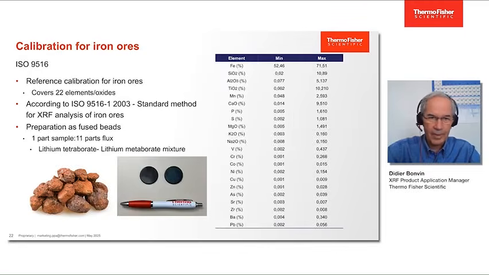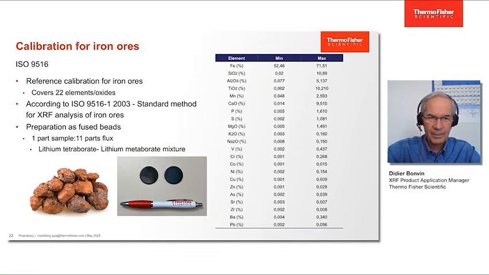Another example here for iron ores. For iron ores, the important point is to make sure the concentrations of iron is effectively what I'm going to ask the customer to pay for. And of course, the customer who buys the iron ore is also going to check the content of iron in the iron ores in order to be sure he's going to pay the fair price for what he's buying. So there is a reference calibration for iron ores.